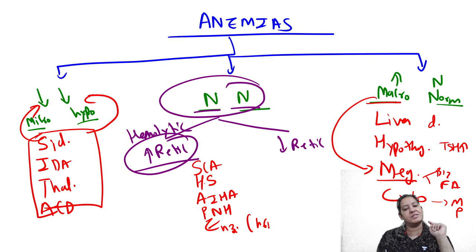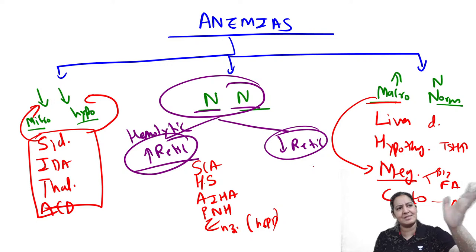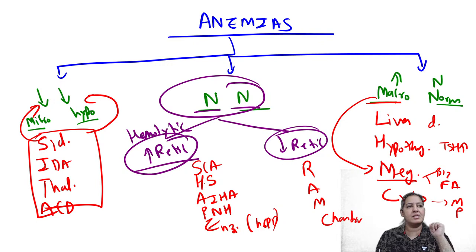Everyone. Now, the normocytic normochromic anemia with low retic count. With low retic count. So these are not hemolytic anemia. That is something else. So the mnemonic is Ramchandra. Ramchandra is the mnemonic. So what is R?